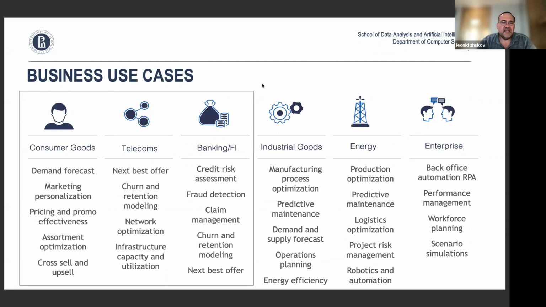Next best offer, yes, this can be in consumer goods or in telecoms. This is sort of: we offered you something, what's the next best thing we can offer you? But then there is the network optimization problem. This is very much a logistics problem where you put, for example, cell towers or stores, infrastructure capacity utilization. It's again about optimizing the back end, how you actually run the services.